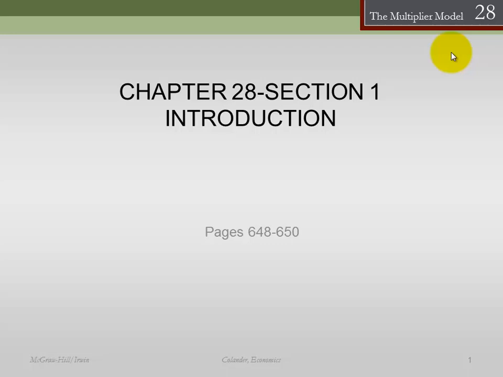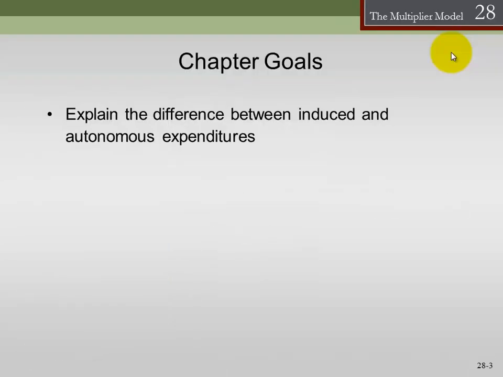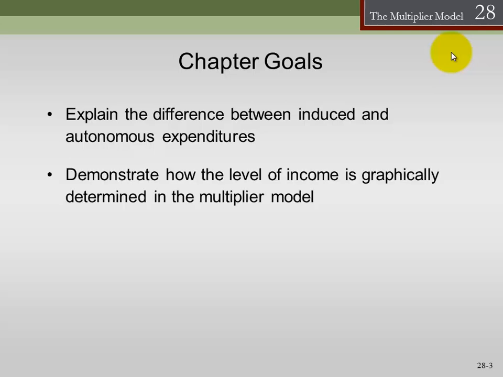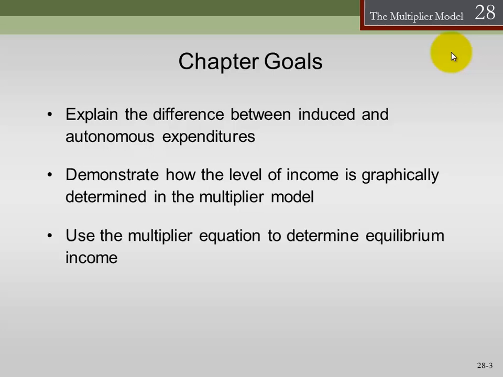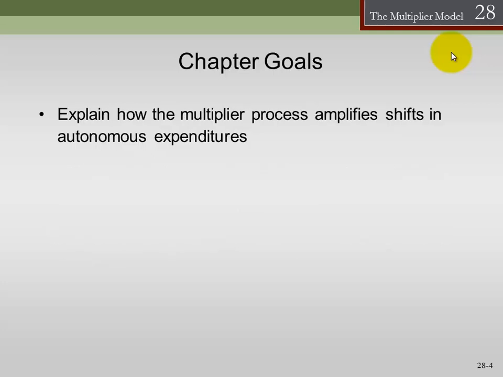Let's begin looking at Chapter 28. In this chapter, we want to look at the difference between induced versus autonomous expenditures, demonstrate how the level of income is graphically determined using the multiplier model. So we'll introduce this idea of the expenditure multiplier. Use the multiplier equation to determine equilibrium income.